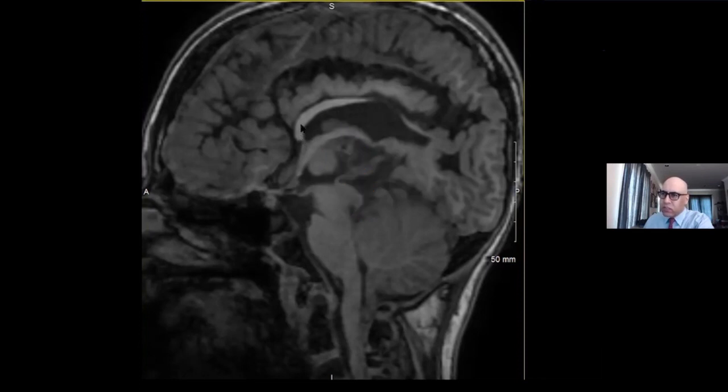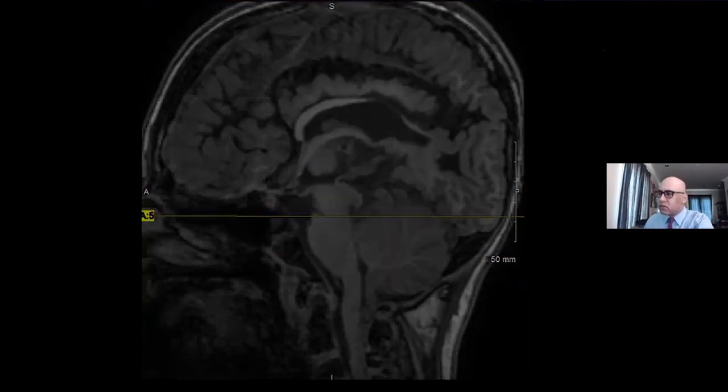The rostrum and genu are slightly thinned, but the body of the corpus callosum as we go posteriorly thins out, and we can barely see the isthmus and splenium of the corpus callosum. We have a large massa intermedia. The massa intermedia or interthalamic adhesion is typically large in Chiari type 2 malformations.